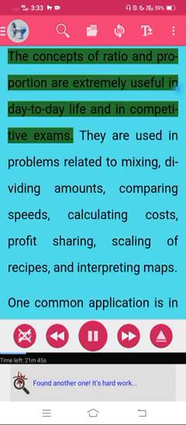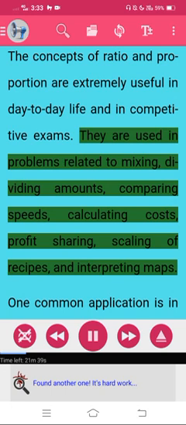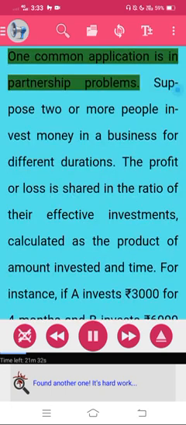Applications in real life problems. The concepts of ratio and proportion are extremely useful in day-to-day life and in competitive exams. They are used in problems related to mixing, dividing amounts, comparing speeds, calculating costs, profit sharing, scaling of recipes, and interpreting maps. One common application is in partnership problems.